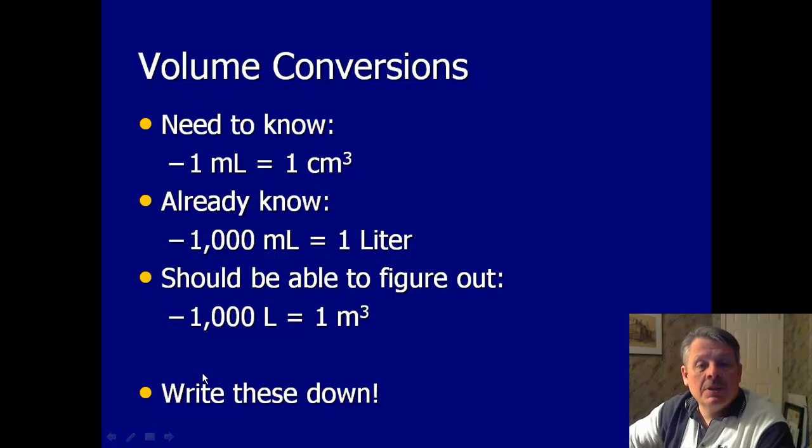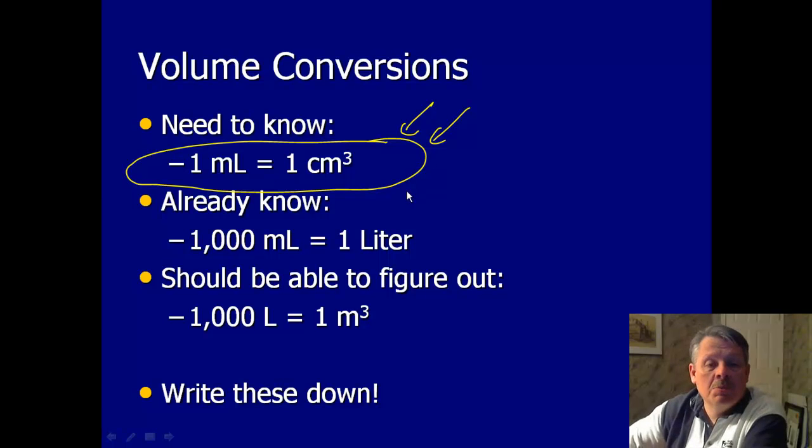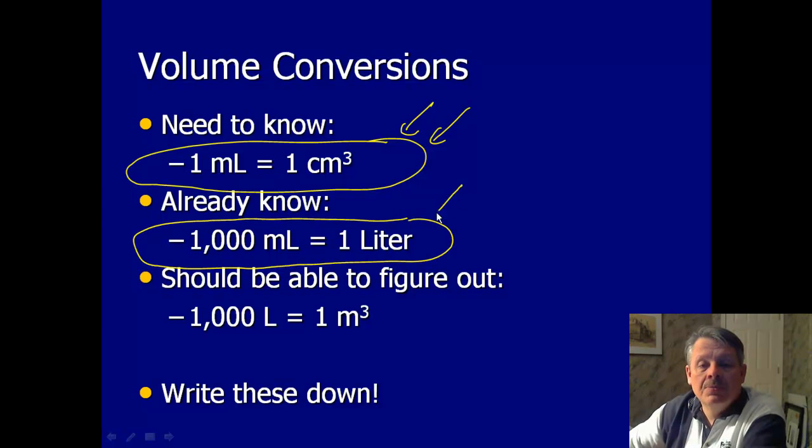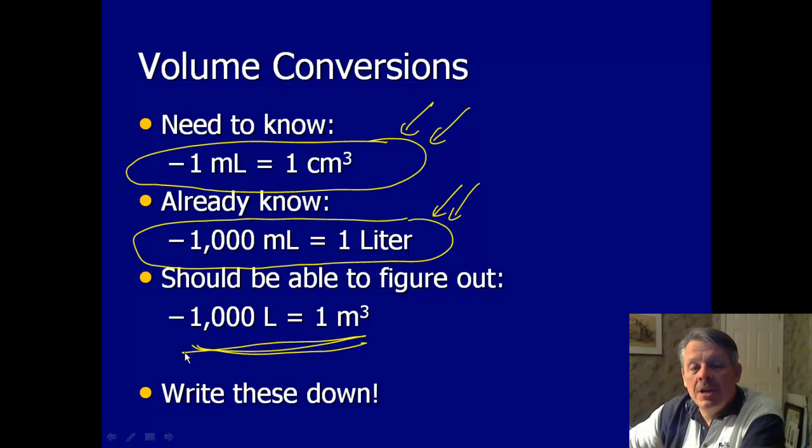Specifically, you need to know, and you should write these down, that 1 milliliter is equal to 1 cubic centimeter. That's key. You need to know that one. So write that one down. That's something you may not have seen before. Now, you already know that 1,000 milliliters is equal to a liter, because milli means thousandth, so there are 1,000 milliliters in a liter. You should know that, and you should be able to figure out that 1,000 liters is equal to a cubic meter. Now, that's not something I'm going to give you on a test. It's something you should be able to figure out.